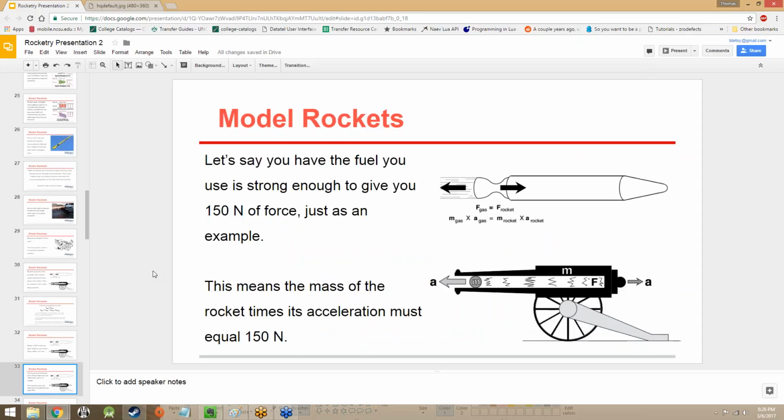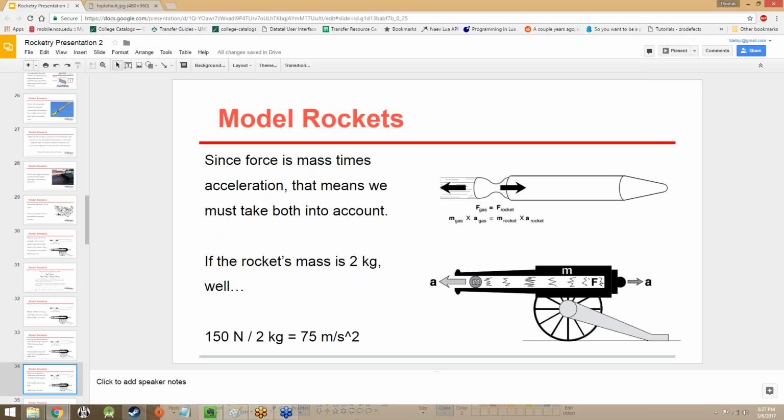What do I mean? So let's say, theoretically, just throwing this out there, these numbers don't necessarily mean anything, but as an example, you have enough air, and it's moving fast enough, it's accelerating fast enough to give you 150 newtons of force. So that is the force of the air moving from the back of the rocket. So this means that the mass of the rocket times the acceleration of the rocket must equal 150 newtons. Must. Because otherwise, physics isn't working.